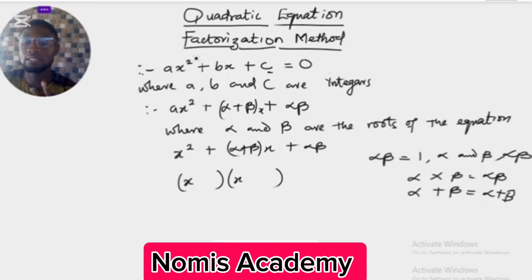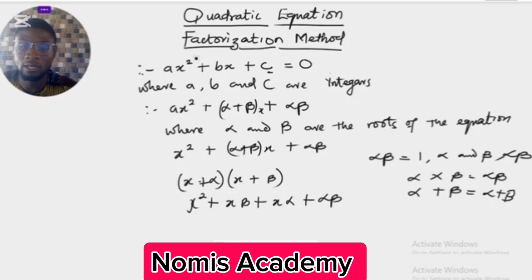Then I take this value that I have here, alpha multiplied by beta, alpha plus beta. So I'm dealing with alpha and beta. So I'll say plus alpha, which is one of the roots, plus beta, which is the second root. So by the time you open this bracket, opening this bracket should give us back our equation, so that x times x will give us x squared, plus x times beta should give us x beta, plus x times alpha should give us x alpha, plus alpha times beta should give us alpha beta.